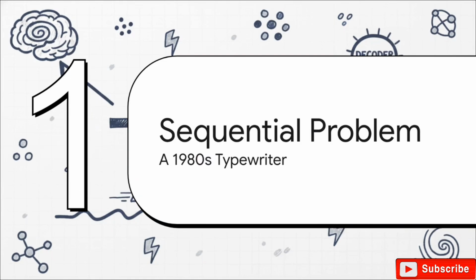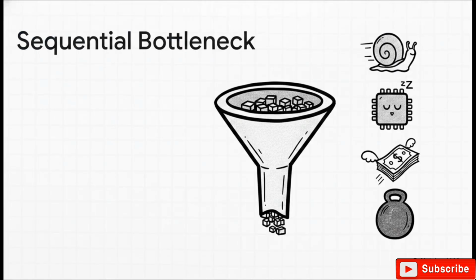Okay, let's dive right into this. Section 1, the sequential problem. Basically putting a 1980s typewriter inside a GPU. It's kind of absurd when you think about it. Modern language models act exactly like a retro typewriter trapped inside a hyper-advanced GPU. They predict just one token at a time autoregressively, meaning the model literally cannot predict the next word until the previous word exists in reality.